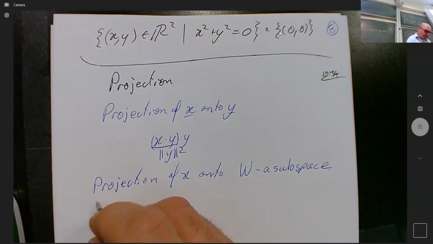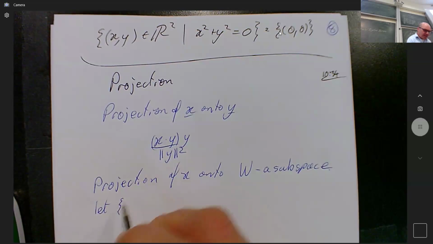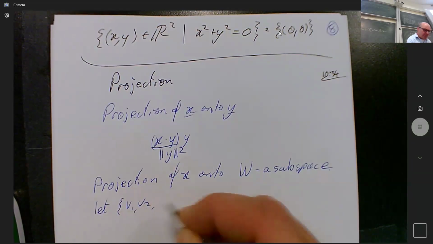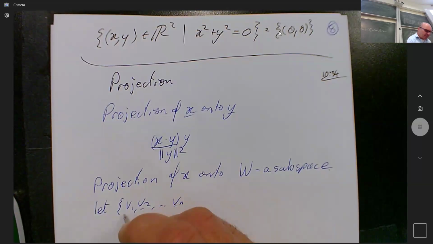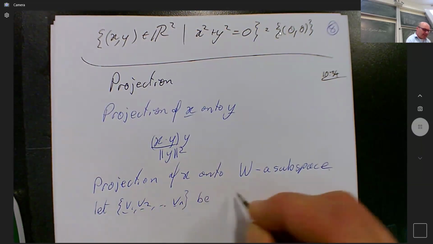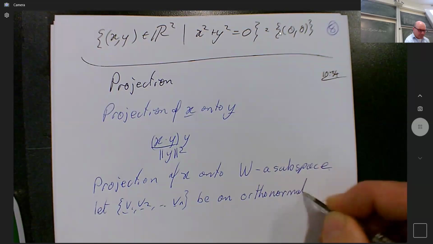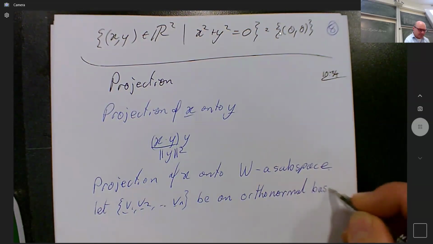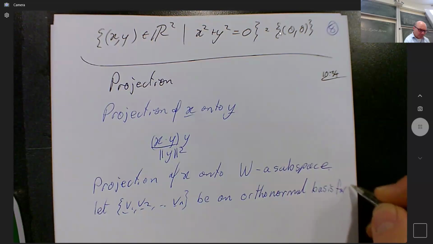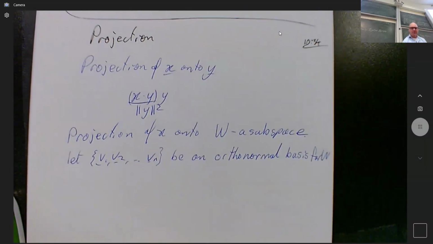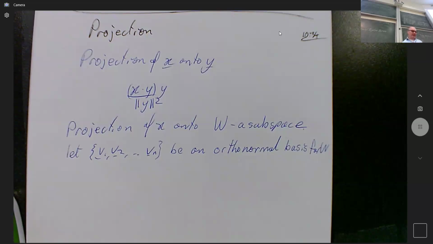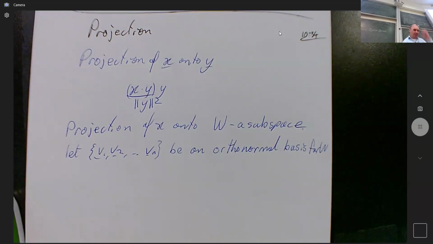So what we're going to do is let v1, v2, ..., vn be an orthonormal basis. Okay, so by making it an orthonormal basis, I'm alleviating some of this having to divide by the length, and that's one of the things that makes my life a lot easier.